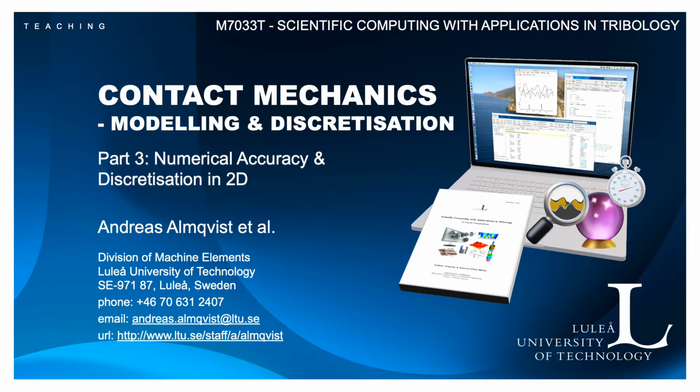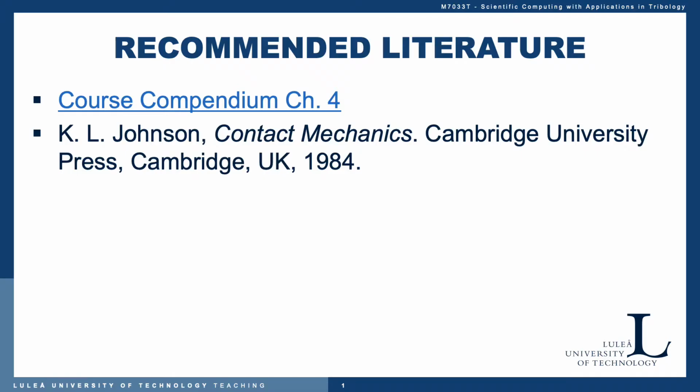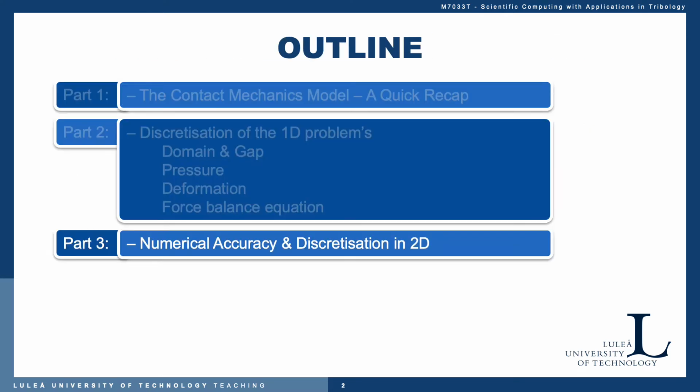And this is also the last part. And here we'll briefly discuss the numerical accuracy and how to discretize the problem in 2D. This is only a short note on the numerical accuracy and the discretization of the 2D contact mechanics problem. And you will also be given an exercise devoted to numerical accuracy of the 1D problem to carry out yourself.